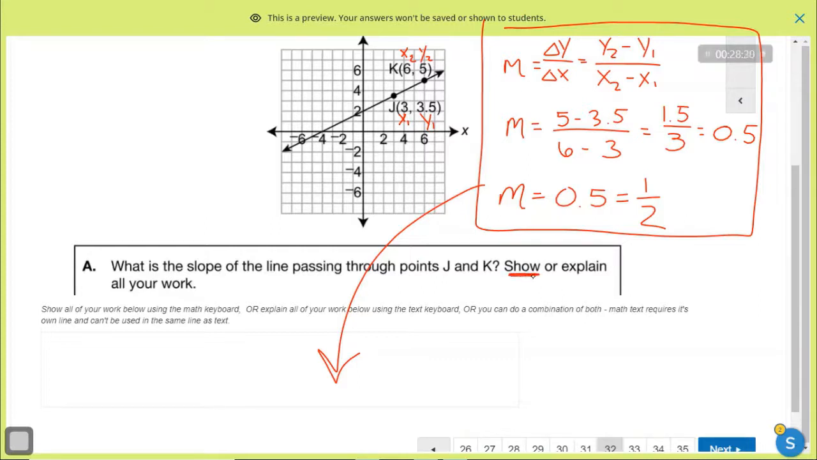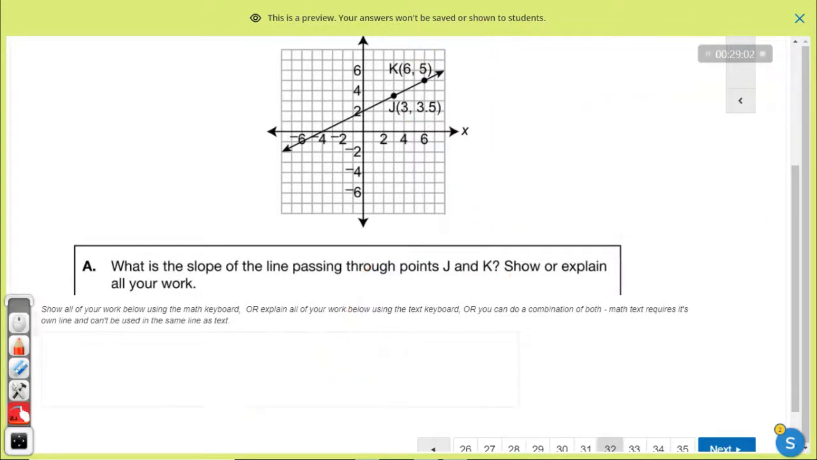Now it says show or explain. I showed all of my work, and I would then answer the question. The slope is 1/2. The slope equals 1/2. If they have a spot for you to put your work, do that. But then I would also explain. I explained to you what I was doing in words as I did it, and I would encourage you to write that explanation down. You can go and look at the answer key to see an explanation that they would accept. But when they say show or explain, I always encourage you to just do both to be safe.